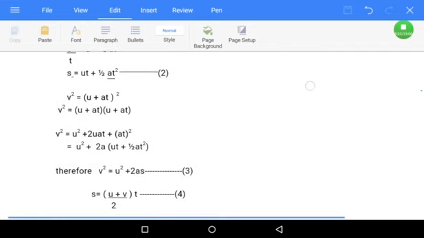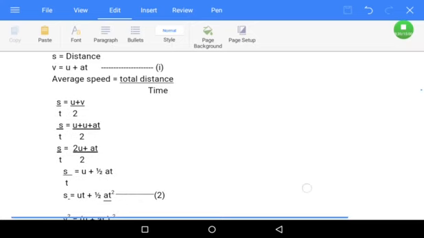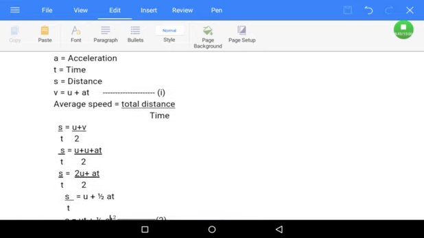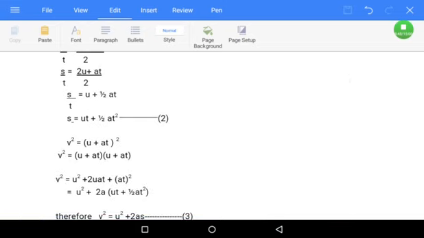Alright, so let's quickly move to the third. Now we know that v equals u plus at from the fundamental equation. Every one of the equations is derived from the fundamental, v equals u plus at. Having that in our mind, we can square both sides. If you square v, you have v squared. If you square u plus at, you have u plus at all squared. So doing that, what do we have? v squared equals (u plus at) squared, and that means (u plus at) times (u plus at).